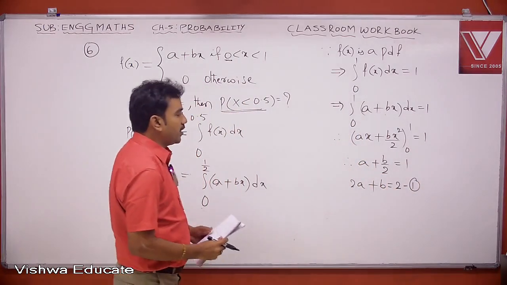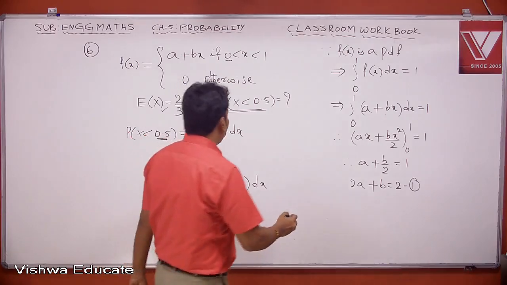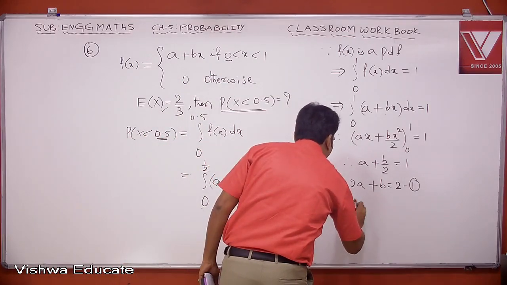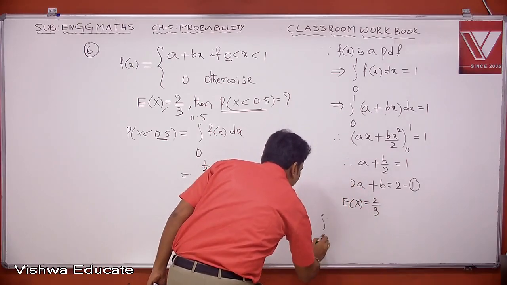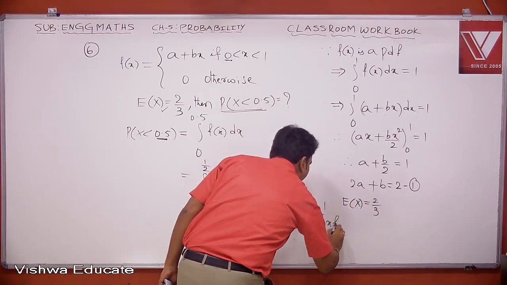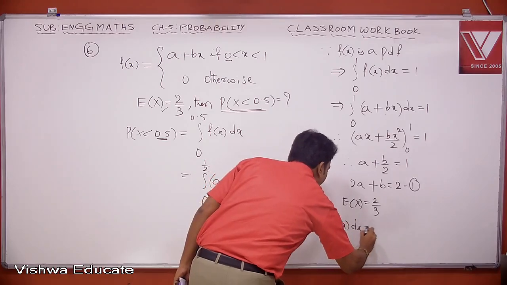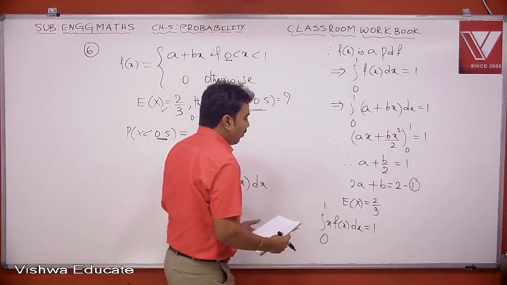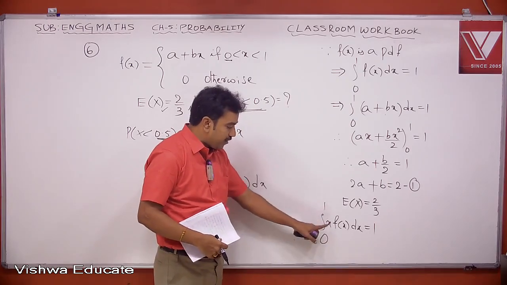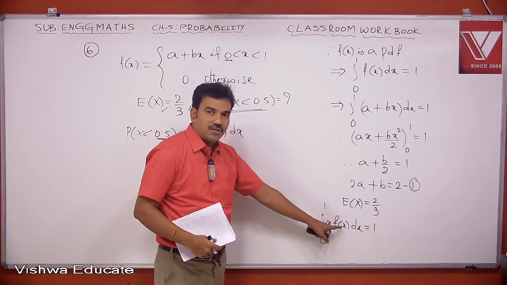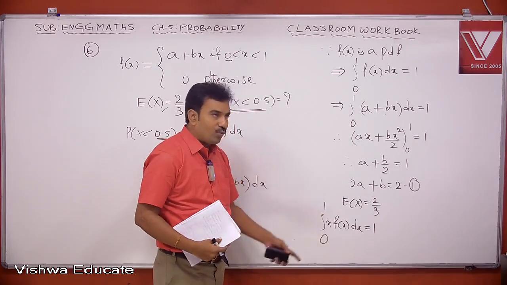So, 2a plus b equal to 2. Now, let us apply this one, E of x equal to 2 by 3. So, E of x means integral 0 to 1 x into f of x dx equal to 1. Actually, what is expectation of a continuous random variable? Integral minus infinity to plus infinity x into f of x dx. But here limits are from 0 to 1 only.